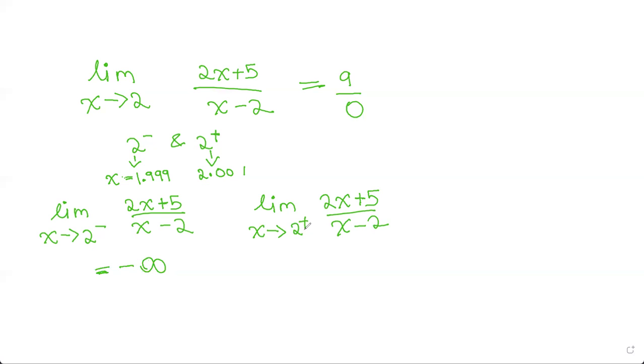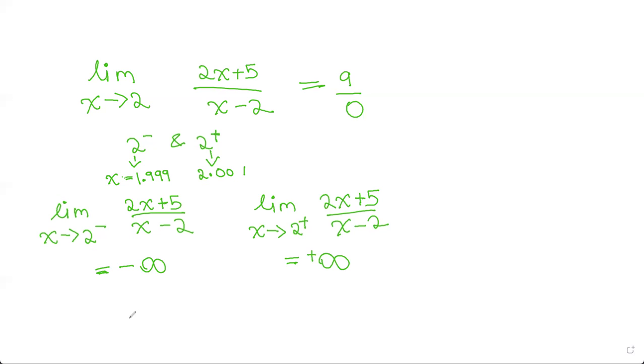Now, what about 2 plus? Say we take 2.001. If you input 2.001 in the denominator, we get a very, very small positive number, right? And the numerator stays positive. So what is a positive number divided by a very small number? That would be positive infinity. That's how we write it. So this is positive infinity, right?